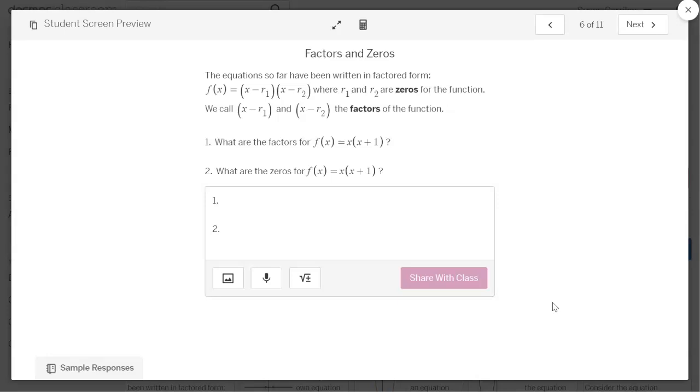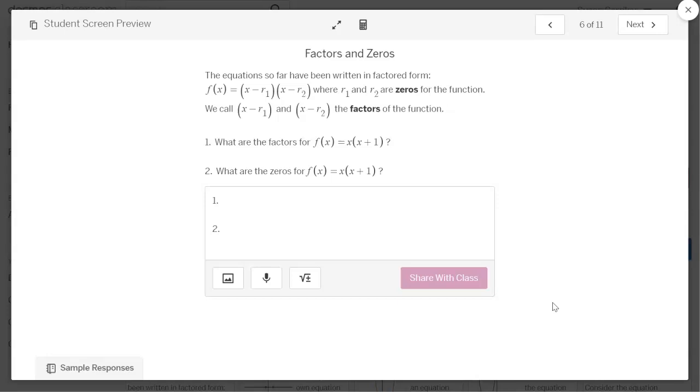So this would be a good conversation to have here. I have several teacher notes in your teacher moves, so be sure to check those. This one has sample responses. So here we have another function, f of x equals x times x plus 1. What would be the zeros for this function?